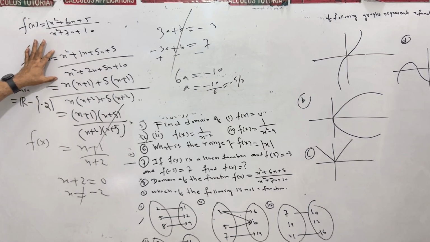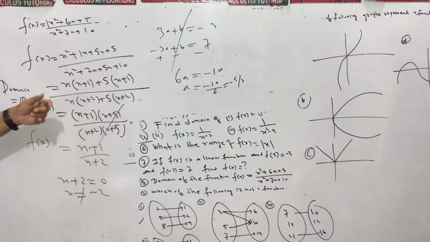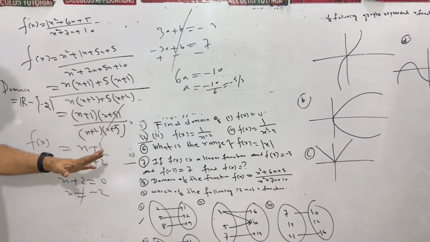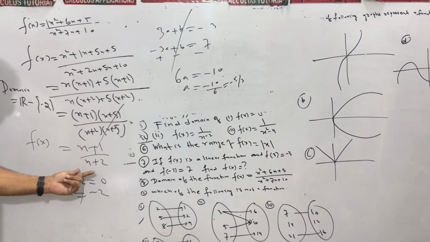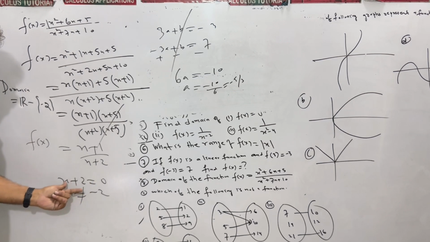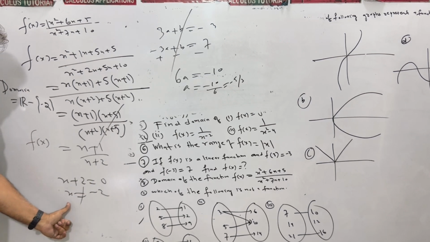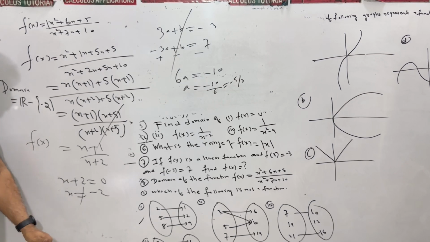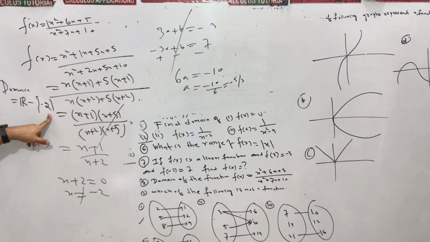First we were given a rational function, we factorized it and cancelled out the common factor. x plus 5 is the common factor. Whatever we are left with, x plus 2 equal to 0 results in x equal to minus 2. We cannot afford x equal to minus 2 in the denominator. So I have written the domain: all real numbers excluding minus 2.